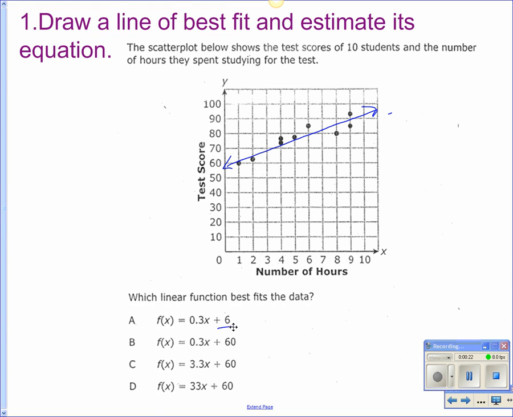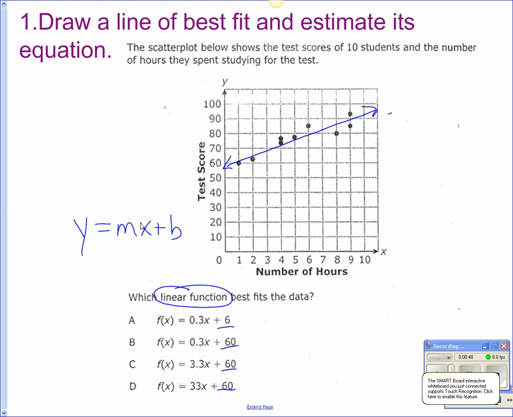What are these numbers right here? What are those called? Those numbers, the 6, 60, 60, 60. What are they in terms of a line? So we have a linear function. That's y equals mx plus b. So these are in the what position? The y-intercept. So these are the y-intercepts, 6, 60, and 60.